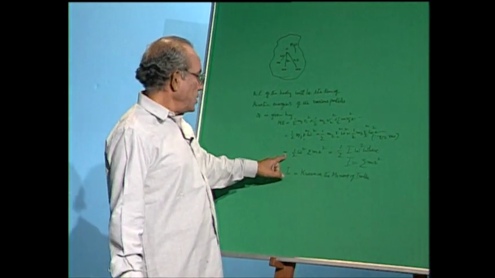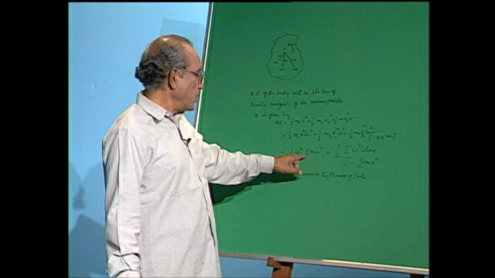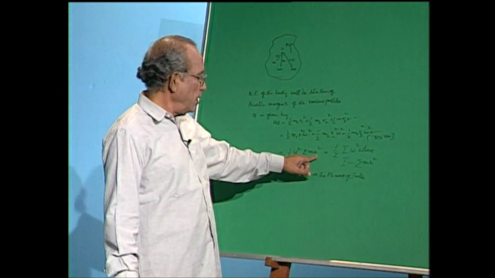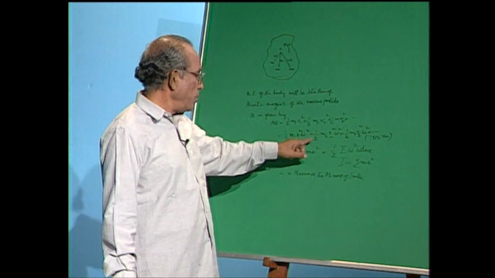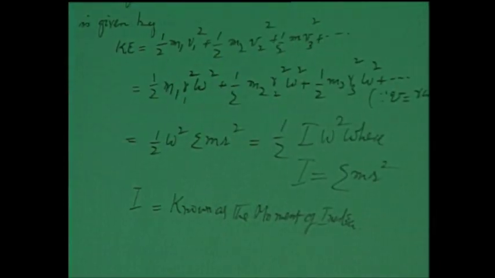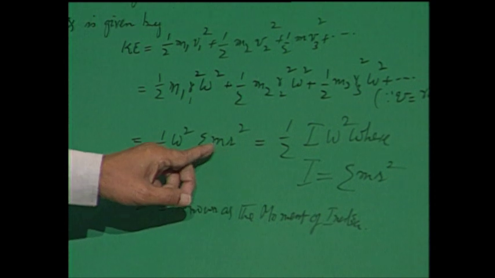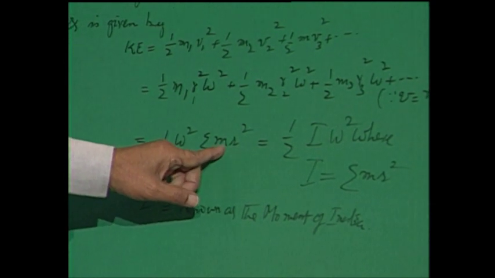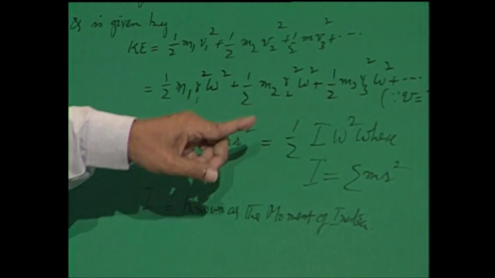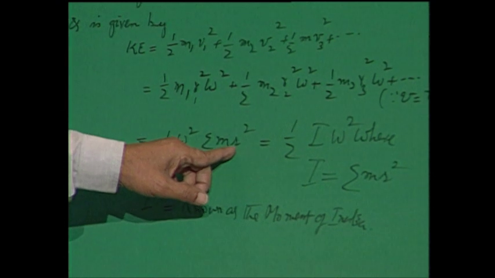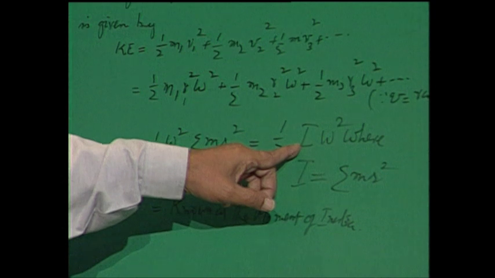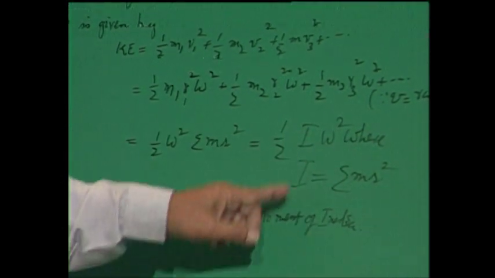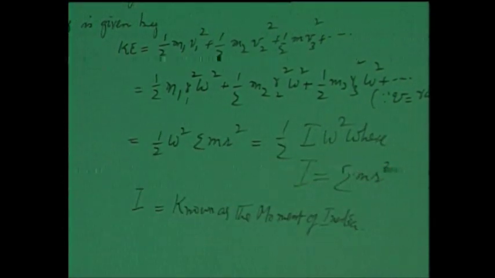Further, this equation is equal to half omega square sigma mr square. I have written sigma mr square in place of m1 r1 square plus m2 r2 square etc. So sigma mr square means that m starts from 1 to n and r starts from 1 to n, that is further equal to half I omega square, where I is equal to sigma mr square.